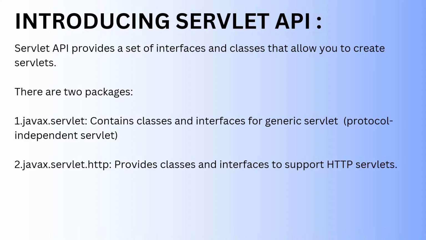These are two packages: javax.servlet and another package, javax.servlet.http. Now, javax.servlet contains the classes and interfaces for generic servlet. So what is the generic servlet? Generic servlet is a servlet which is used to implement service method, init and destroy. These two methods are already defined, or by default implemented. We just have to implement the service method. That is nothing but the generic servlet.